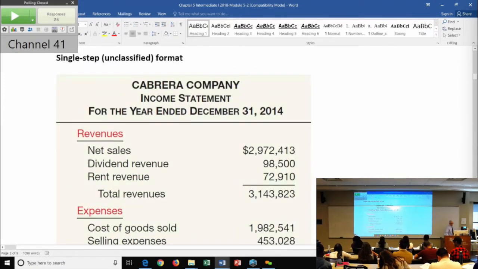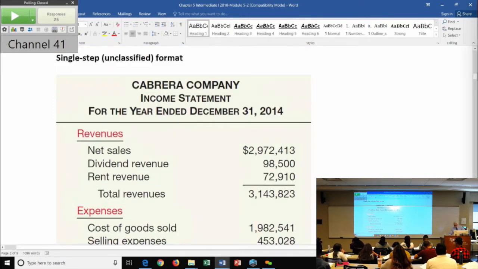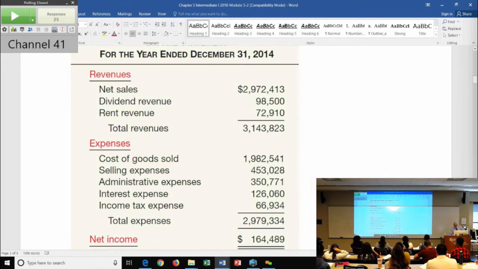So here's an example of a single step statement. Notice that all of the revenues are reported together. All of the expenses are reported together and subtracted in a single step. Sometimes the income tax could be shown, so you could come up with an income before tax and show the income tax below this, but that's a typical single step. It is not very useful because it doesn't give you any classification by nature. It doesn't tell you what's operating, and it doesn't tell you what's not operating.